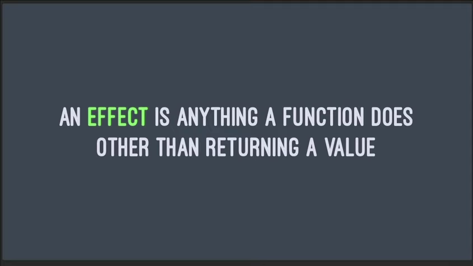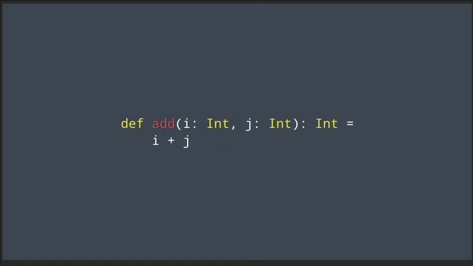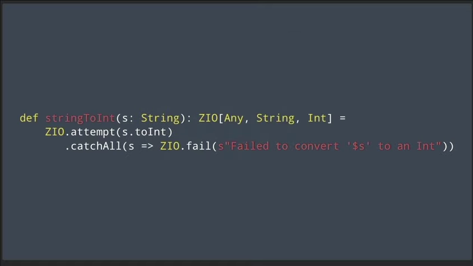Now, a slight simplification is to say that an effect is anything that a function does other than returning a value. And this is a key point. We want our functions to look like this. We want them to be like algebra. But in the real world, they can't always look like that because we have networks, we have databases, errors, dependencies, concurrency, logging, and so on.